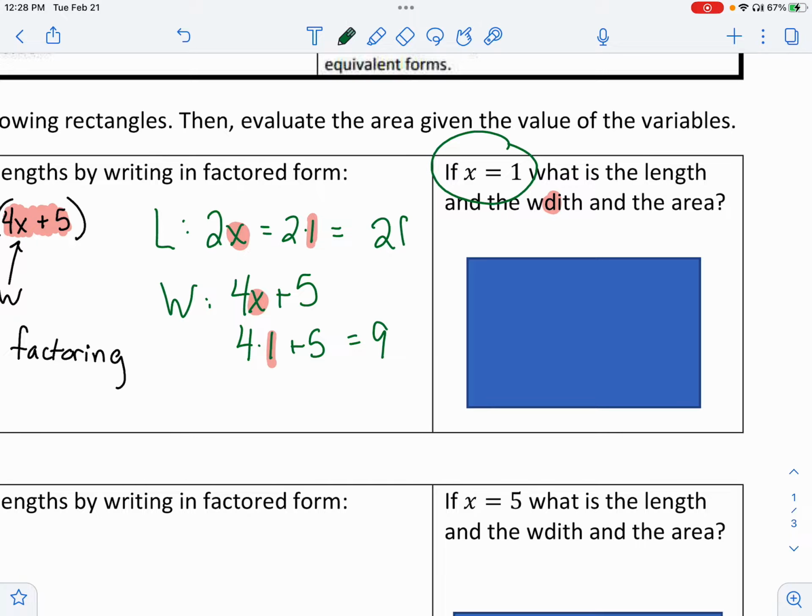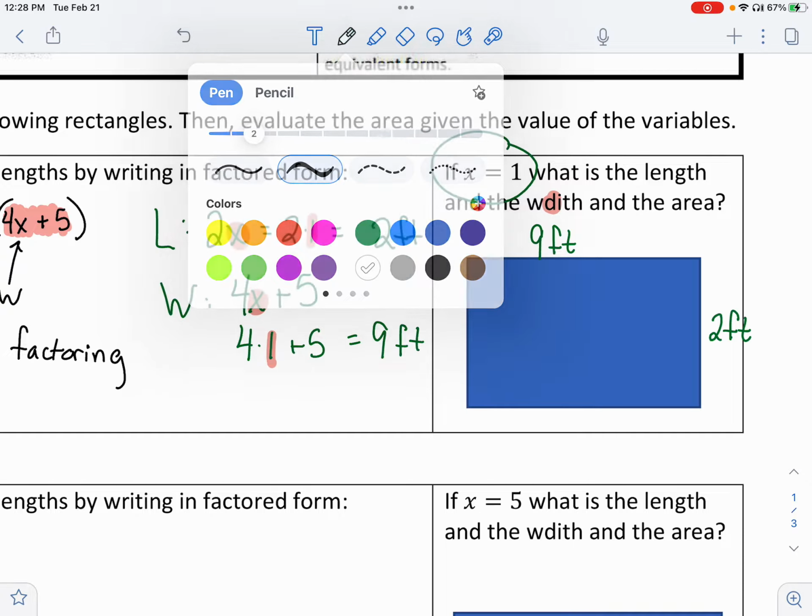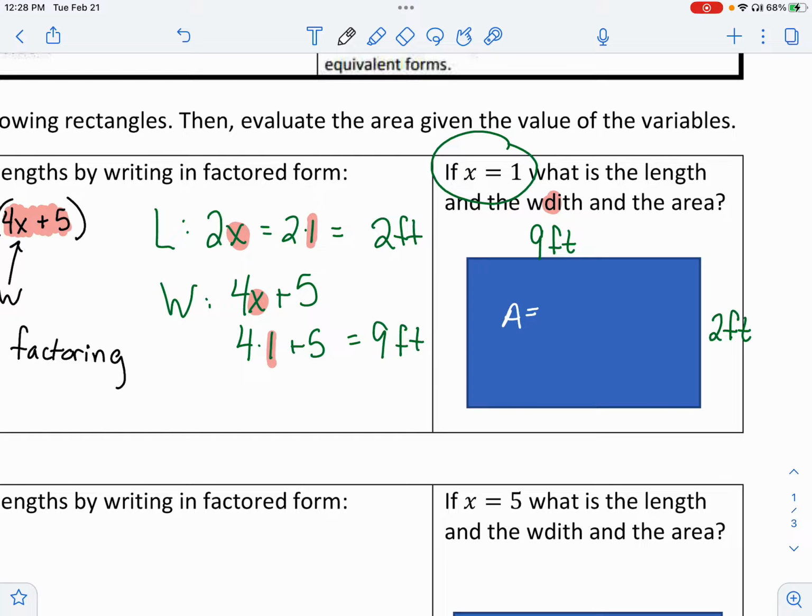So I would have 2 feet and I would have 9 feet. Since this one's bigger, this would be 9 feet, and this one would be the 2 feet, not necessarily drawn to scale. And remember, the area would be the 9 times the 2, which would be 18 square feet. So we're able to break it apart.